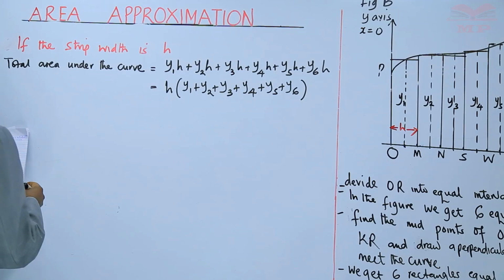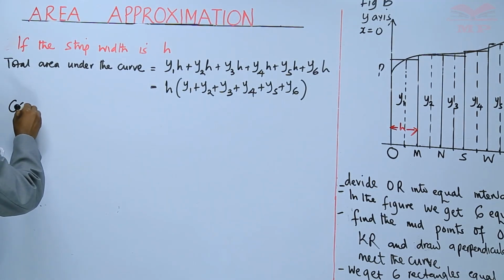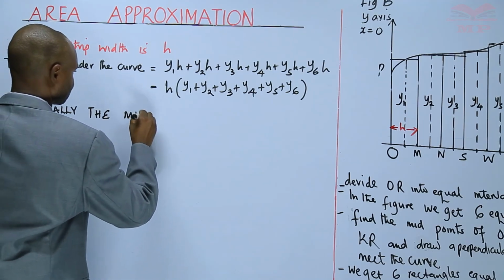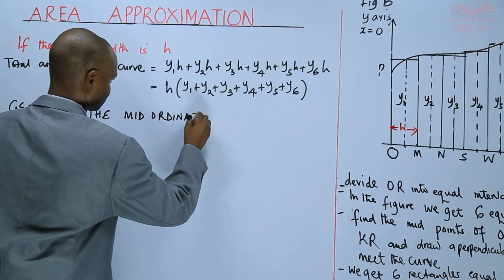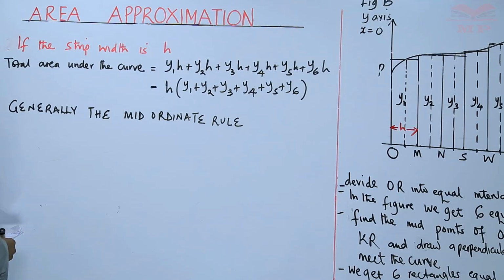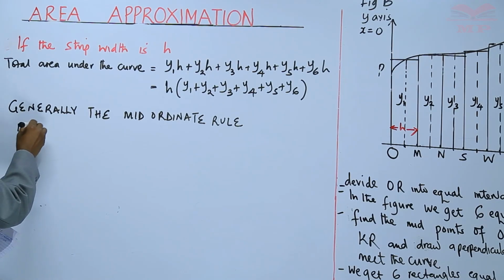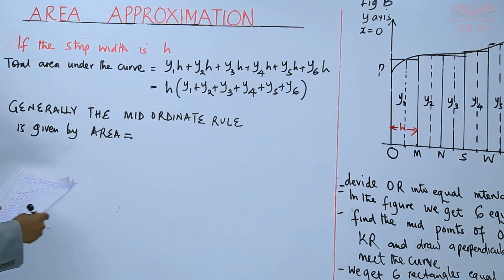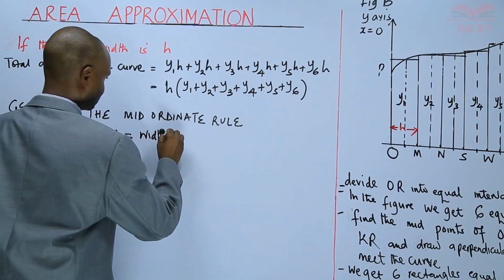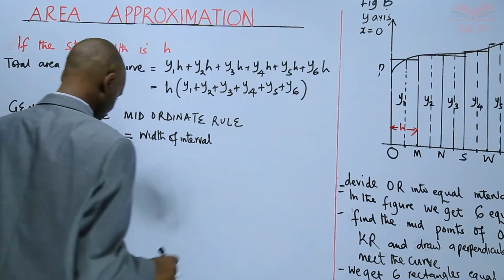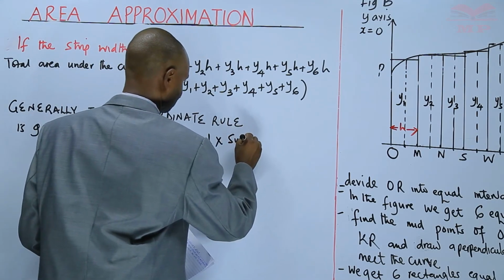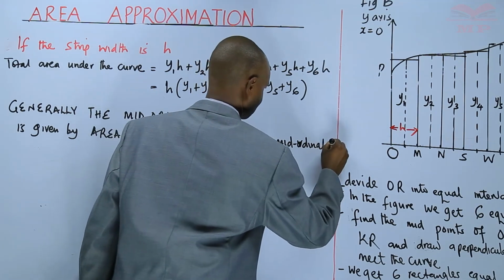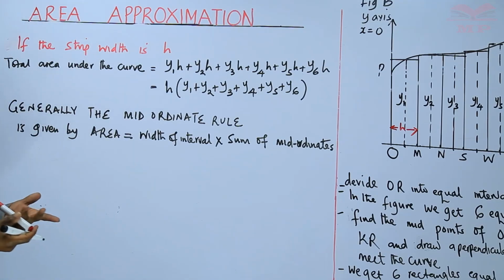So the mid-ordinate rule, generally, the mid-ordinate rule is given by: area is equal to width of interval times sum of mid-ordinates. It is summarized as simple as that.